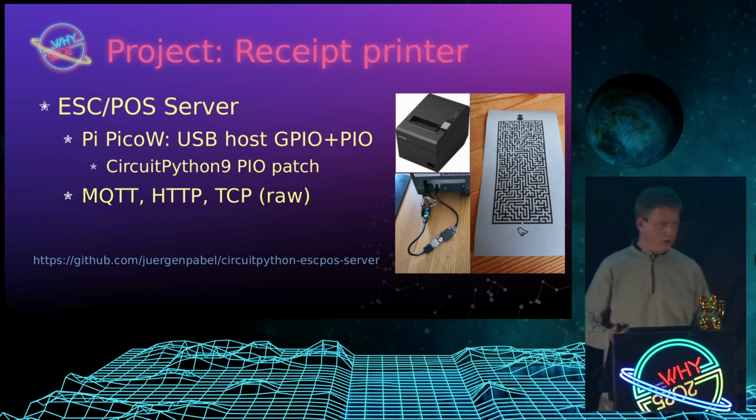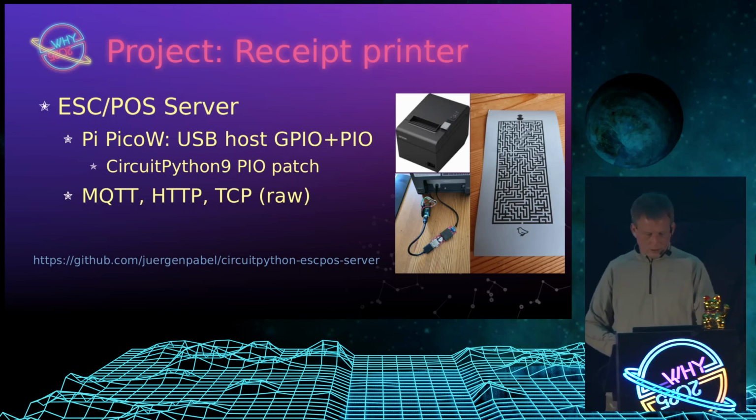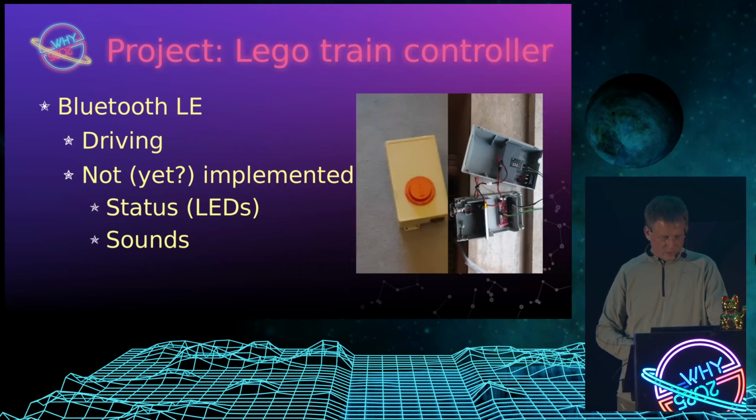You probably guessed it, I connected using MQTT in my home assistant setup. So, next one is one that my son really liked. It's a Lego train controller.